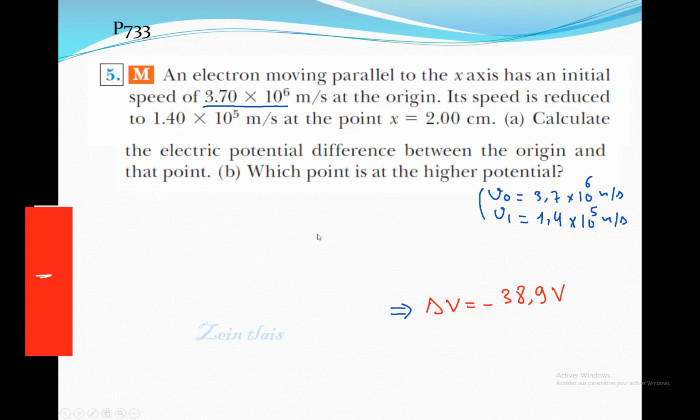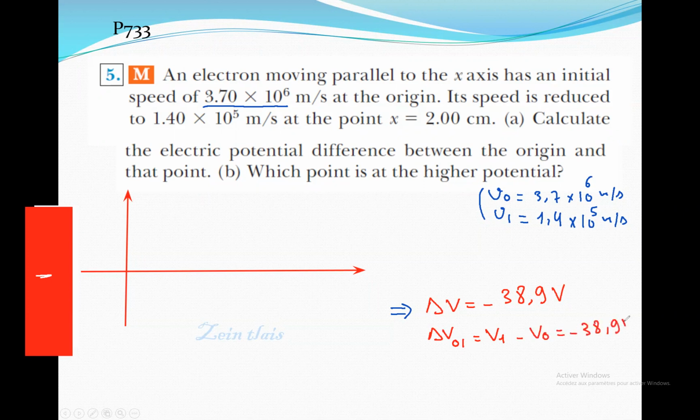We can draw. We have the origin. Delta V between O and 1 equals V1 minus V0 equals minus 38.9 volts. If we have a negative value, it means V0 has a higher value than V1. So we can say here V0 has the higher potential.